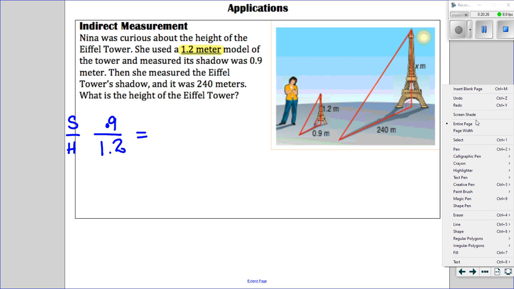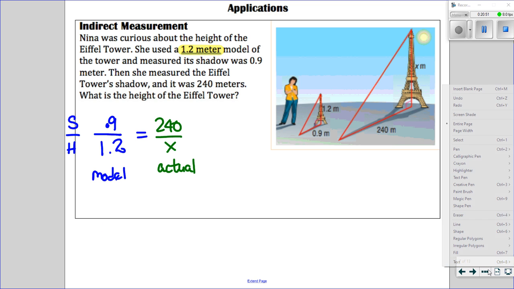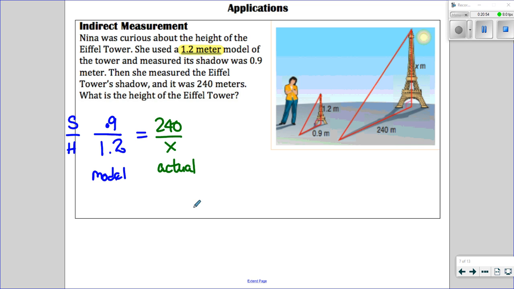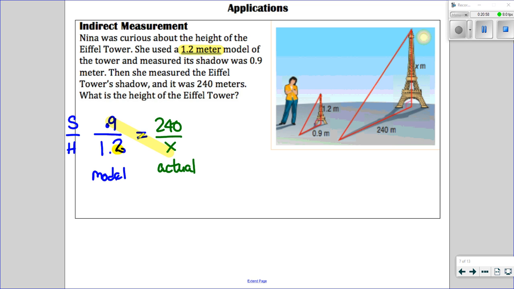And then I'm going to use another color to represent the Eiffel Tower. The shadow of that is 240, and we don't know what the height is of the Eiffel Tower. So I'm going to put the actual, and I'm going to use the word model. So that way you know how to set it up, and you can find the height of the Eiffel Tower, and of course, cross multiply.